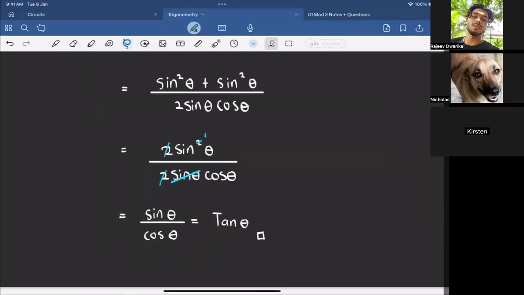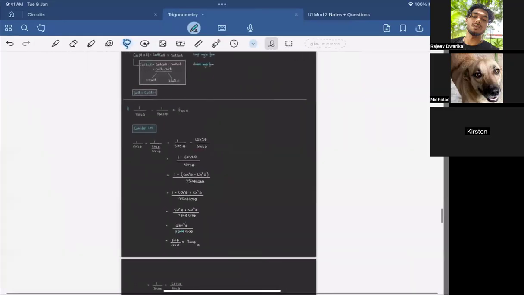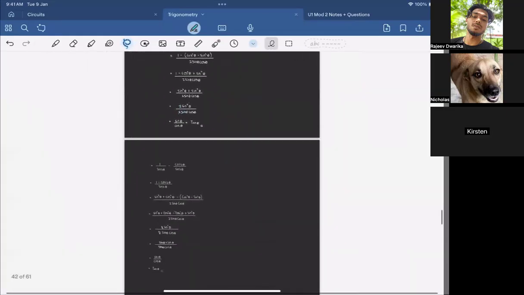The most basic identity is 1 minus cos square theta is equal to sine square theta. So you're doing that one time. And sine square theta plus sine square theta is 2 sine square theta. Cancelling with the denominator, you're removing 1 from the power. So you get sine theta over cos theta, and sine theta over cos theta is tan theta. That question wasn't that bad.